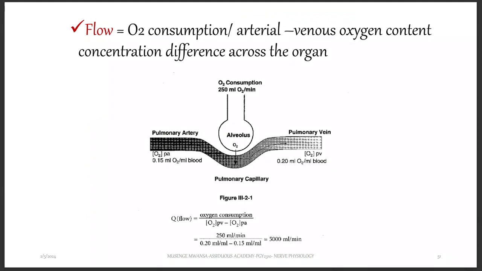How about flow? Flow of blood is going to be determined by the consumption of oxygen divided by the arterial minus venous oxygen content. Oxygen consumption is just the amount of oxygen that is delivered to tissue. So we're first going to find out how much oxygen has gone to the tissue. Let's say you had 20 liters going to the tissue and then only 5 liters is coming out. That means the difference is what has been used.